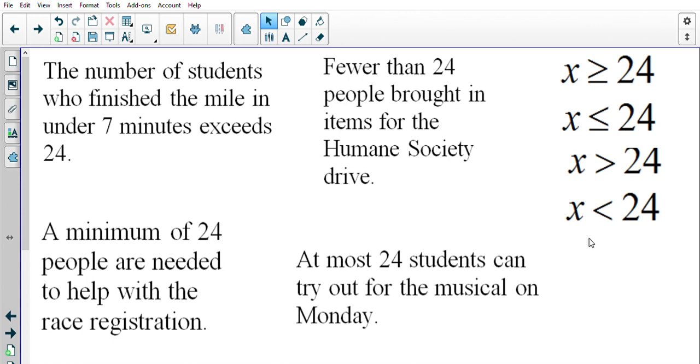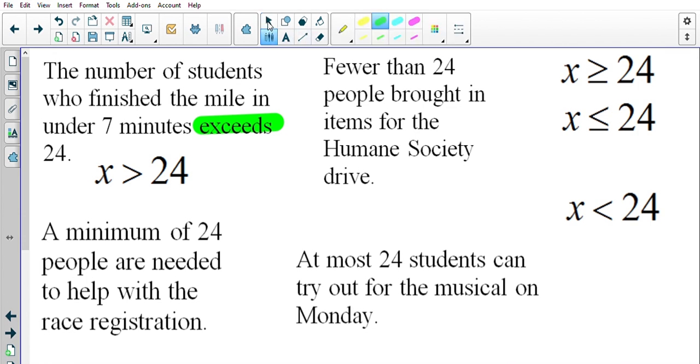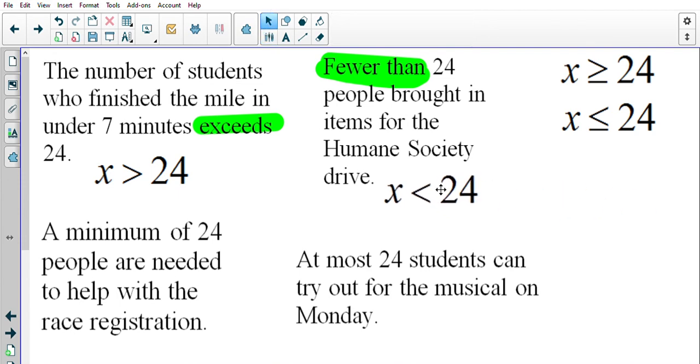All right, so for the first one, top left, the number of students who finish the mile in under 7 minutes exceeds 24. So exceeds, we need to know, represents the greater than symbol. So that is going to be this inequality right here. Exceeds is greater than. The second one, top right, fewer than 24 people brought in items for the Humane Society drive. So the words that are going to represent our inequality symbol are fewer than. Fewer than cannot be equal to, it has to be less than. So x is less than 24.